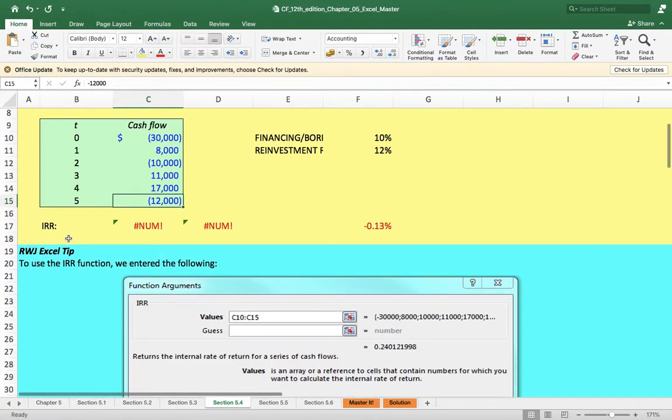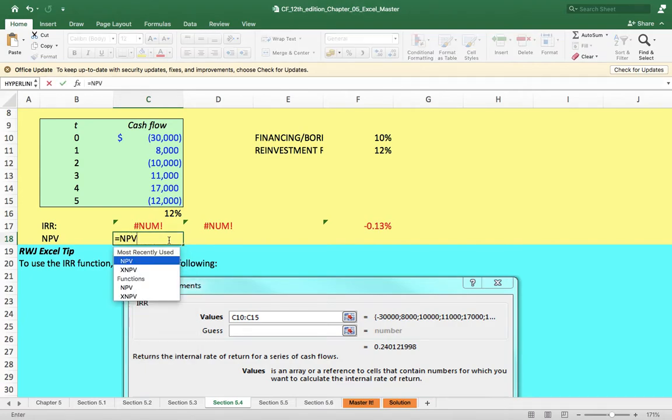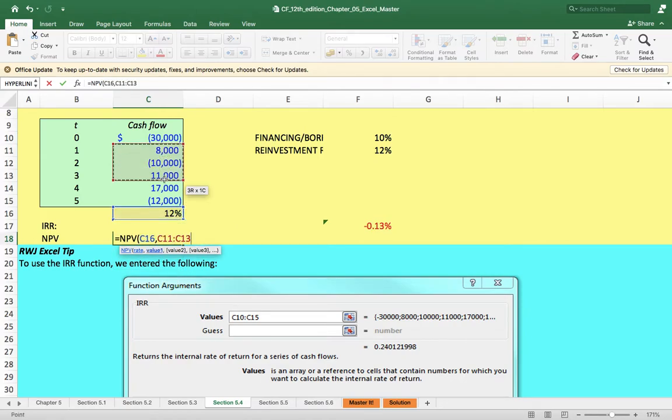If you have NPV, for example, here take one cutoff rate. Our cutoff rate was 12%. In the NPV case, we have seen 12%. Take NPV is equal to NPV, rate of cost of capital, comma, the future cash flows, close, plus the initial cash outflow. Enter.